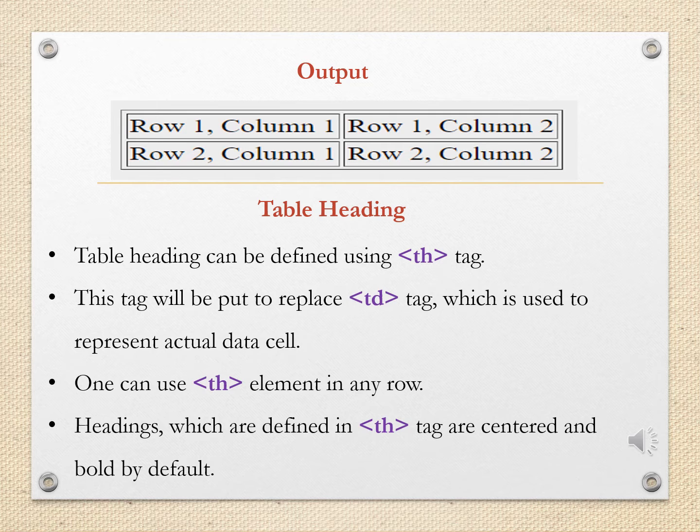A table heading can be defined using the th tag. This tag is put in place of the td tag, which is used to represent the actual data cell. One can use the th element in any row. So if you want a column heading, you can use this th tag. Headings defined in the th tag are centered and bold by default. Since it is a heading, it should be in bold only.